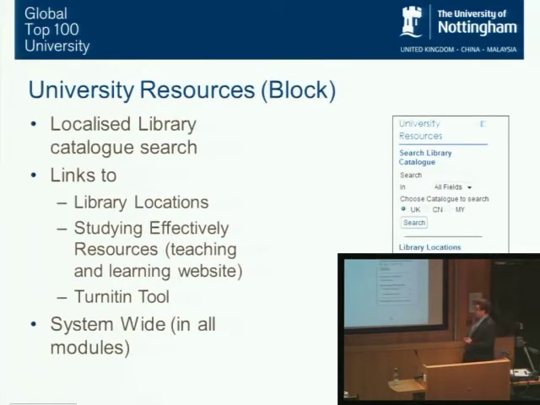The first one, hopefully you've all seen this, is the University Resources, which is a block. It provides localised library searching of the catalogue for the campus. So if you're in a UK module, it opens up in the UK, China and Malaysia respectively.